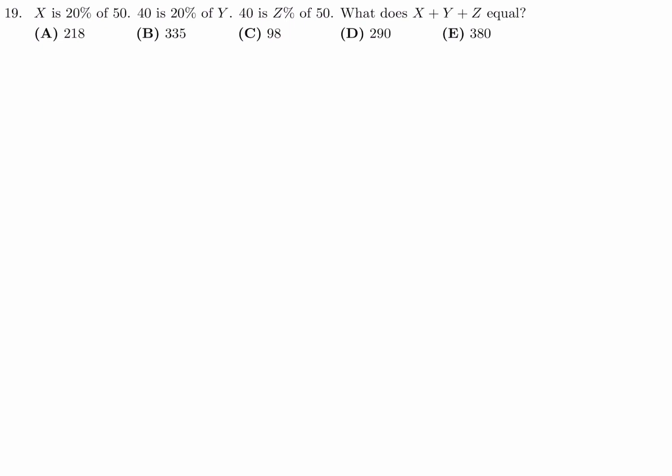X is 20% of 50. 40 is 20% of Y. 40 is Z percent of 50. What is X plus Y plus Z? X is 20% of 50. So X would be 0.2 times 50, and therefore X is 10.